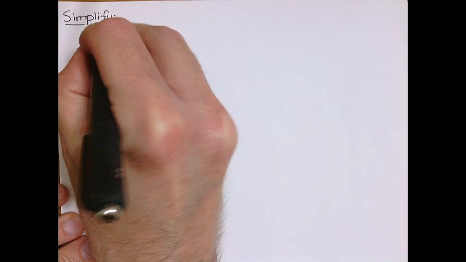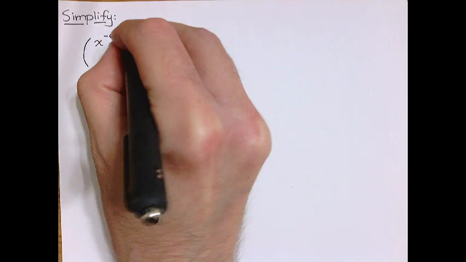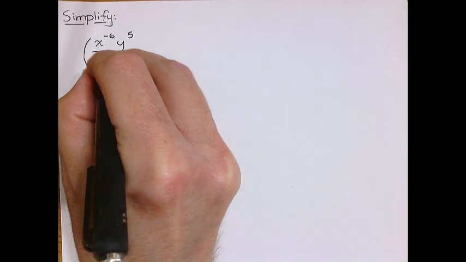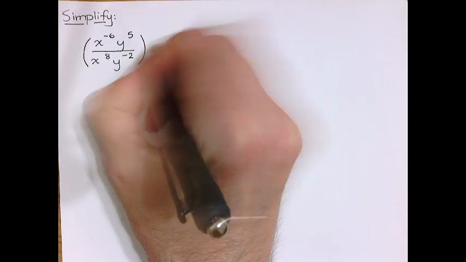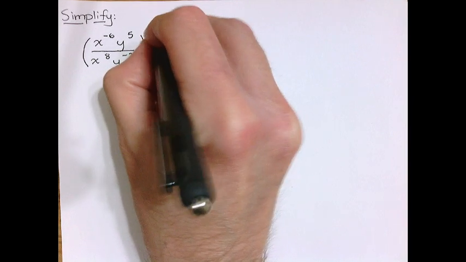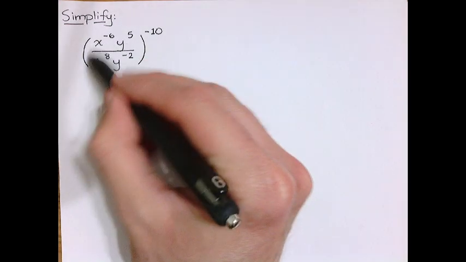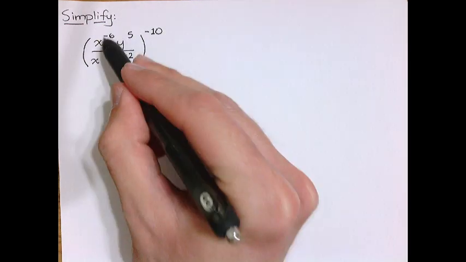So let's take x to the negative 6th, y to the 5th, over x to the 8th, y to the negative 2nd, all raised to the negative 10th power. All right, so you have a couple of options here. You can choose to simplify what's inside the parentheses first, or you could go ahead and apply this power of negative 10 to every piece that's in here.